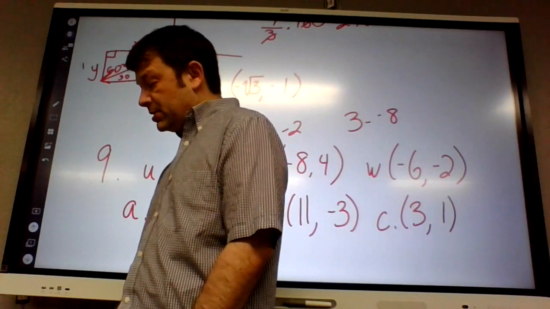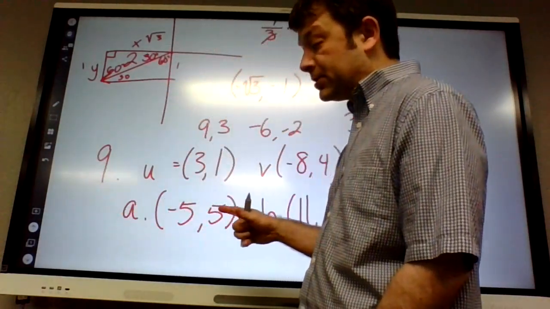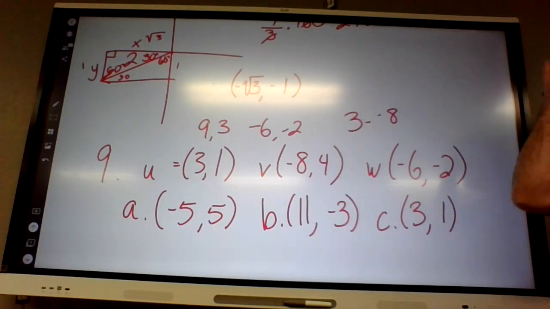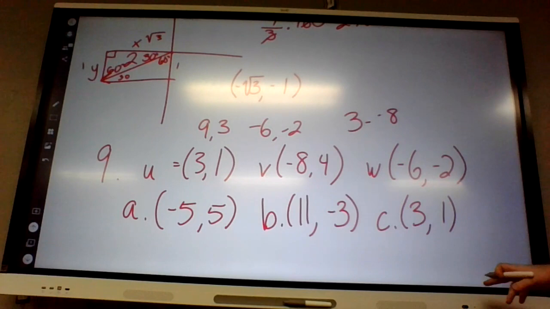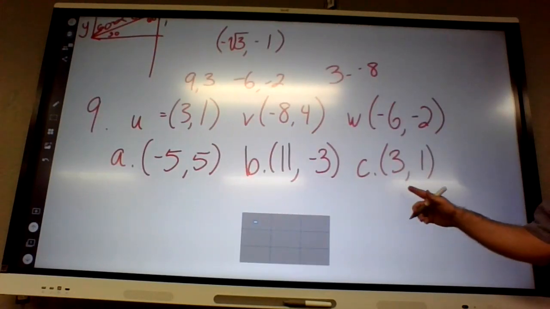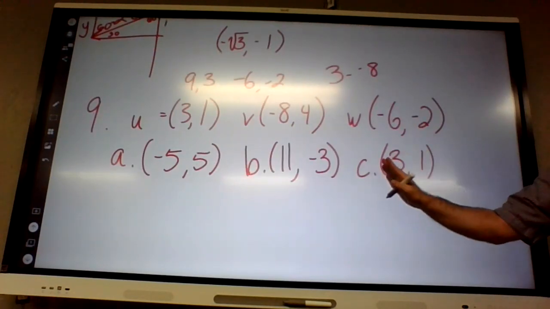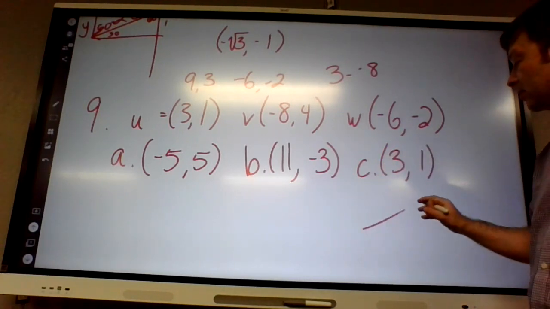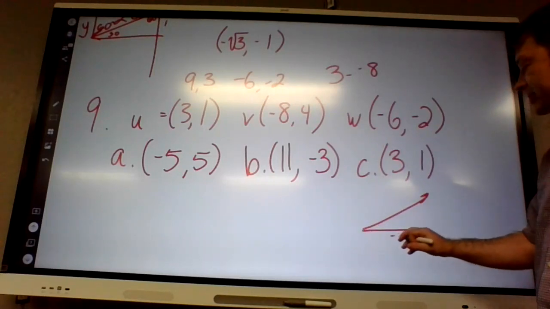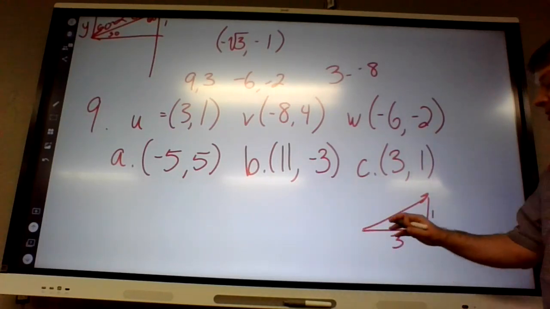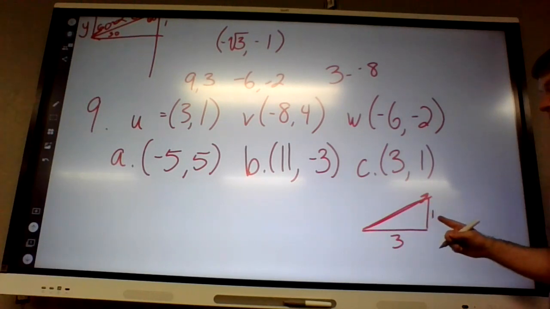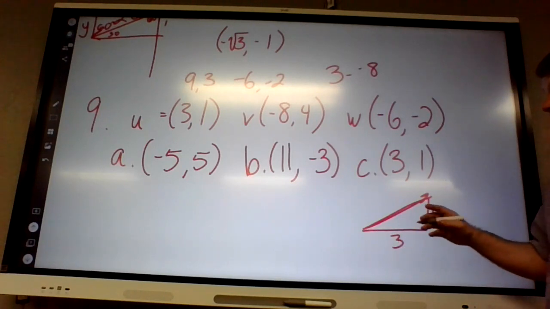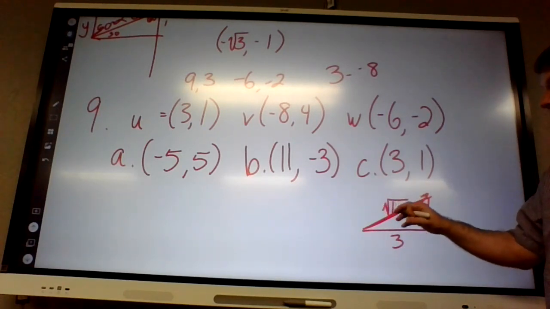Okay, so D says absolute value of 3u plus w. So remember that meant find the magnitude, which meant find the length of the vector. How do we find the length of a 3, 1 vector? That's the magnitude of C. So how do we find the length of C? You guys remember doing this yesterday? Basically it's going right 3 and up 1. So the length would be 3 squared plus 1 squared equals magnitude squared. So 3 squared plus 1 squared is 10. So you do the square root of 10.